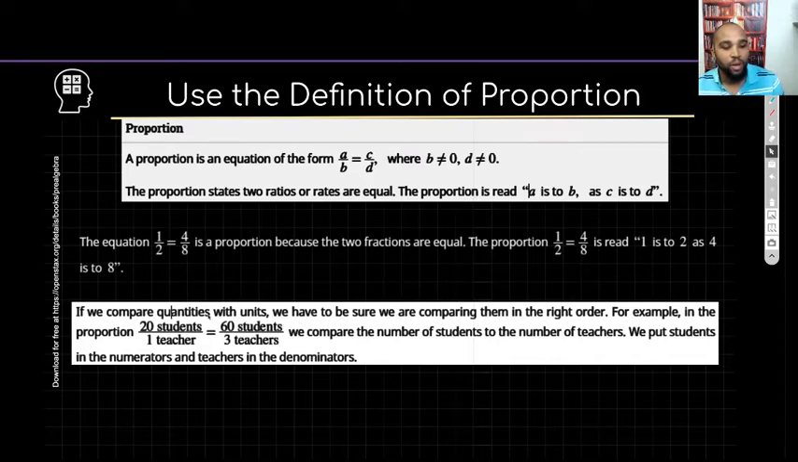Here's our first one. If we compare quantities with units, we have to be sure we're comparing them in the right order. For example, if you have 20 students for every teacher and I want a proportional relationship to that, I could say that's the same thing as 60 students for every 3 teachers. So we compare the number of students to the number of teachers. We keep the units in the same place, the students on top and the teachers on the bottom.